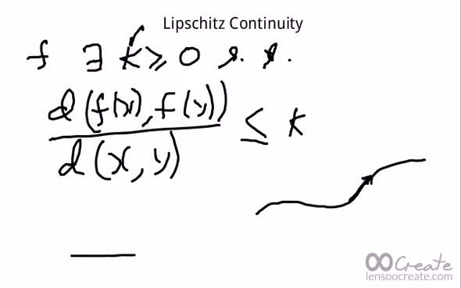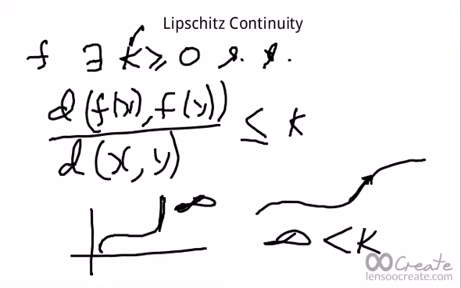For example, you can understand it this way. For this function, the slope actually equals infinity, so you can't bound it by any constant k. So this is not Lipschitz continuous. You can see here, for example, this one goes like this. It is continuous, but its slope increases to infinity, so this is not Lipschitz continuous.